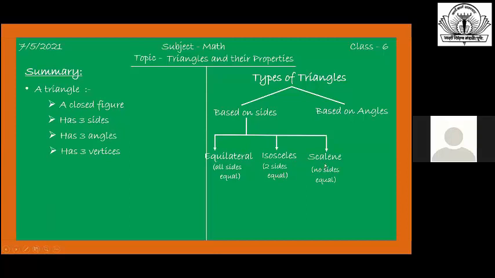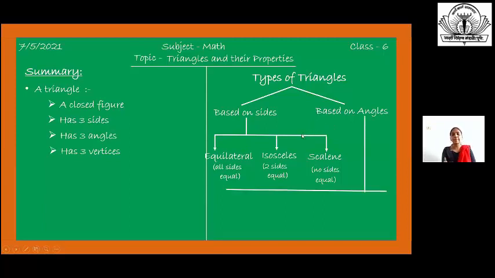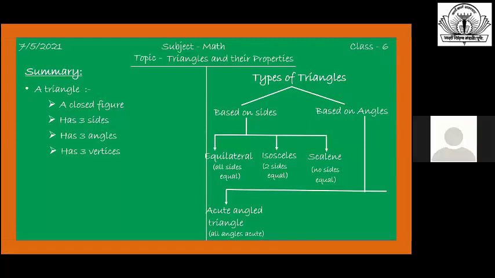Now, based on angles also, there were 3 types. The first one was the acute angle triangle. It has all angles acute. For an acute angle triangle, we have to specify that all the angles are acute. It is not that one angle is acute. If we say that one angle is acute or 2 angles are acute, that will not satisfy the condition for an acute angle triangle, because even if 2 angles are acute, one angle can be obtuse. So for an acute angled triangle, all the angles have to be acute.